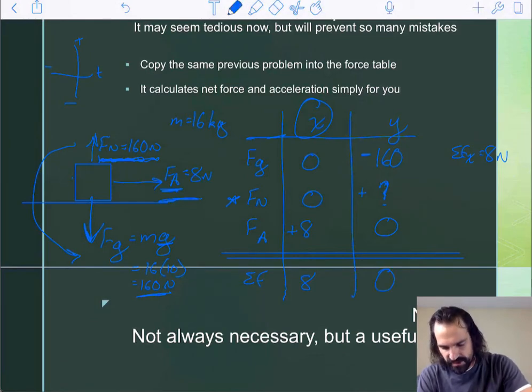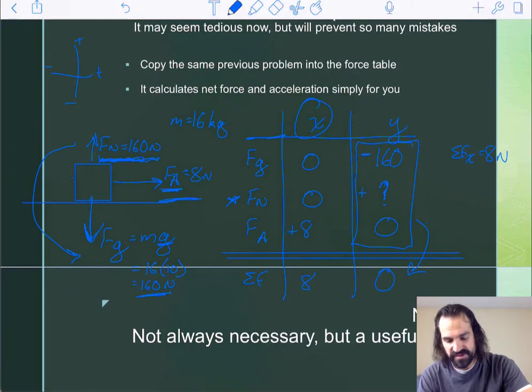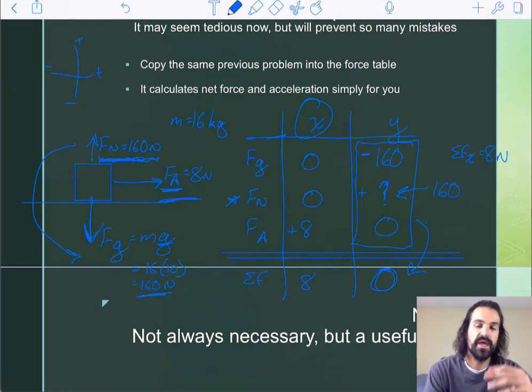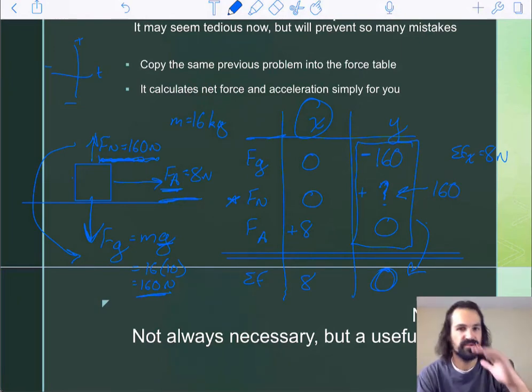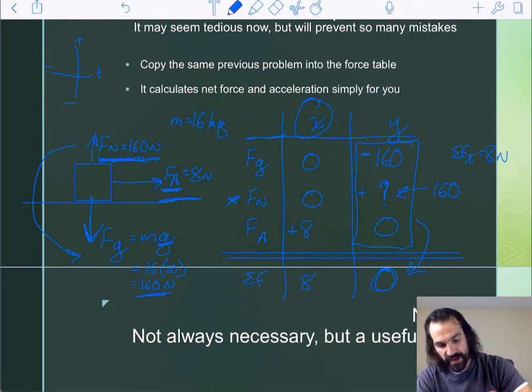And if this is 0, and the sum of all of these has to equal the net force, negative 160 plus question mark plus 0 equals 0. Well, this can be no other value than 160 newtons. And that's how you can use a force table to figure out where your normal force should be. So now we know net force x is 8 newtons and net force y is 0 newtons.